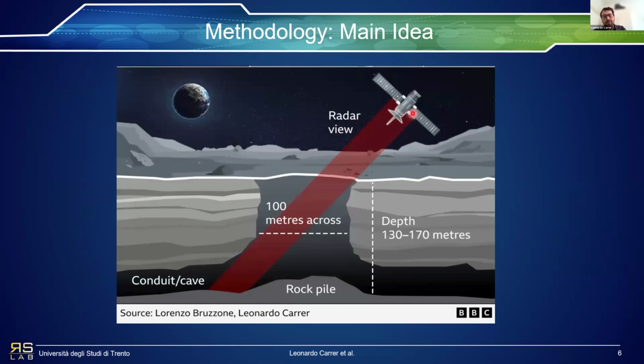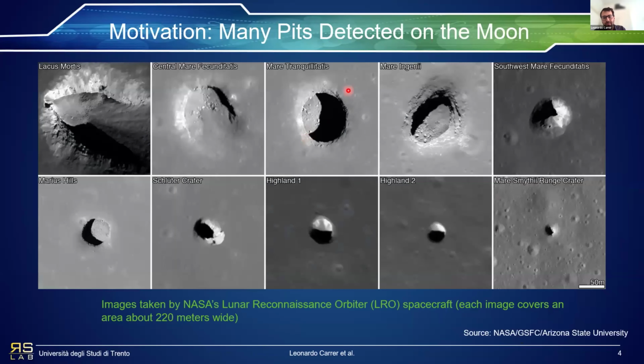This is a scheme highlighting the general idea. We have this orbital sensor, a radar mounted on a spaceborne platform, and it's side-looking over the surface of the Moon. Given the tilted acquisition geometry, we could actually see radar reflections coming from the putative conduit, from the putative cave. And we investigated the Mare Tranquillitatis pit, which I showed here.